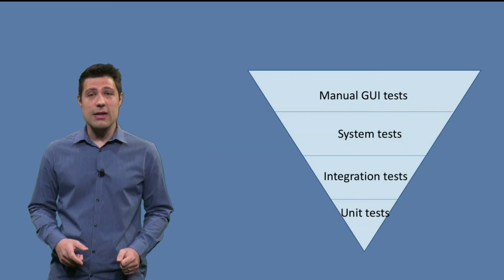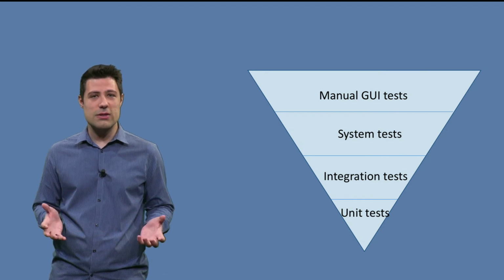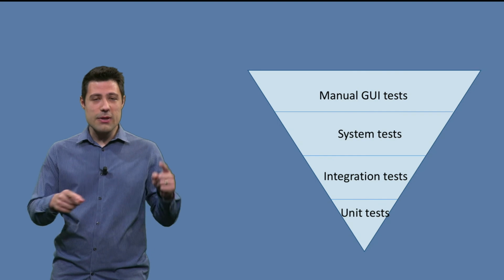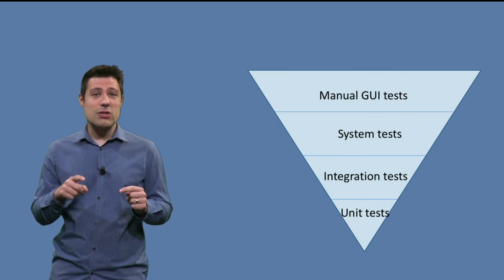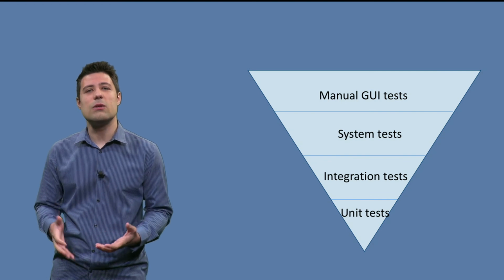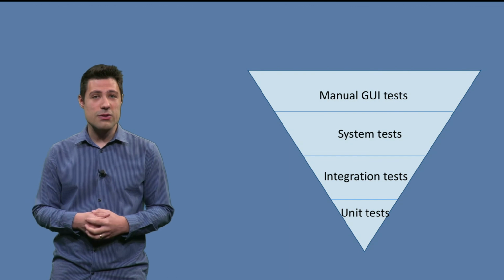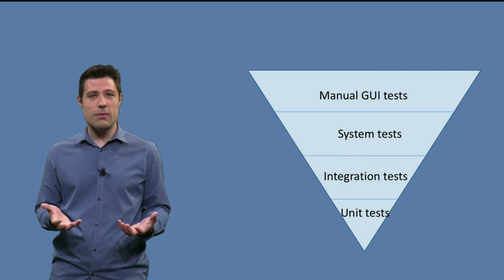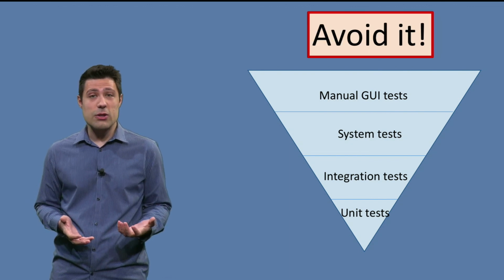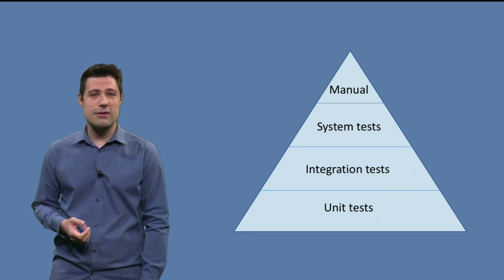However, one thing that we see in practice is people doing what we call the ice cream cone test, which is the test pyramid, but the other way around. They just do a small number of unit tests, they do a lot of system tests, and they do a lot of manual tests. But hopefully, by this time in the course, you already saw the advantages of automation, meaning you should avoid this ice cream cone way of testing. You should focus more on the testing pyramid.